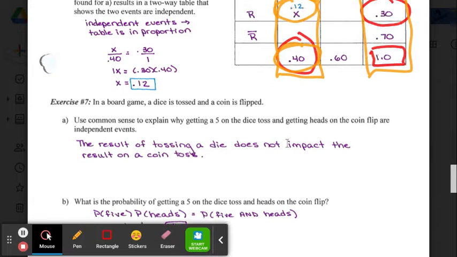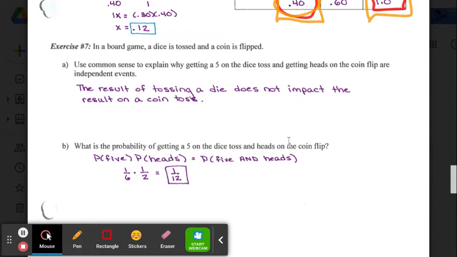This last question goes along with our last lesson, so just kind of a little foreshadowing. In a board game, a die is tossed and a coin is flipped. Use common sense to explain why getting a 5 on the dice and getting heads on a coin flip are independent. No matter what you roll on the dice is not going to affect your coin. So what is the probability of getting a 5 on the dice and heads on the coin flip? So they are independent. When we're looking for two probabilities where they're joined, we can multiply them.